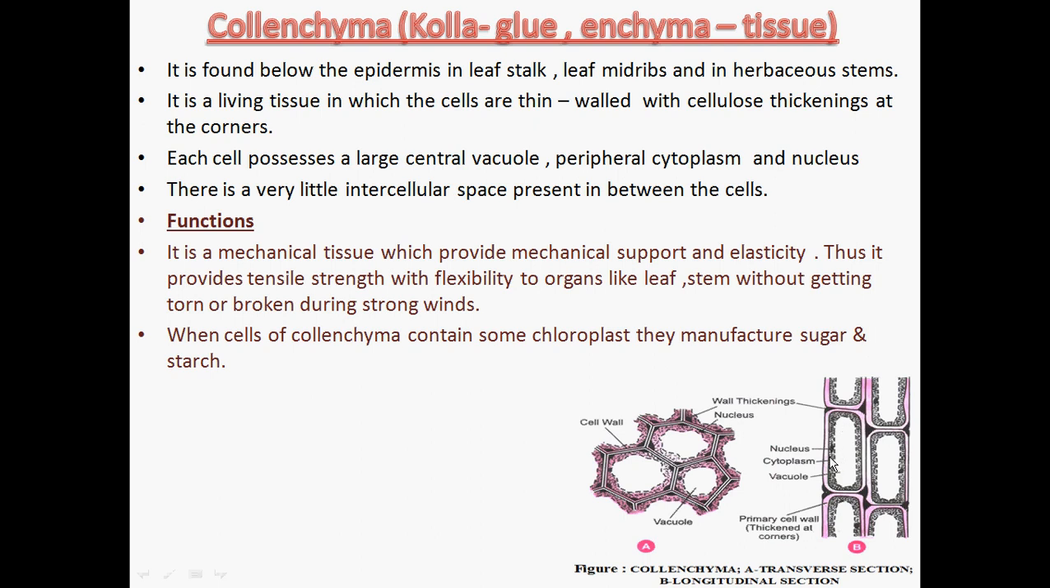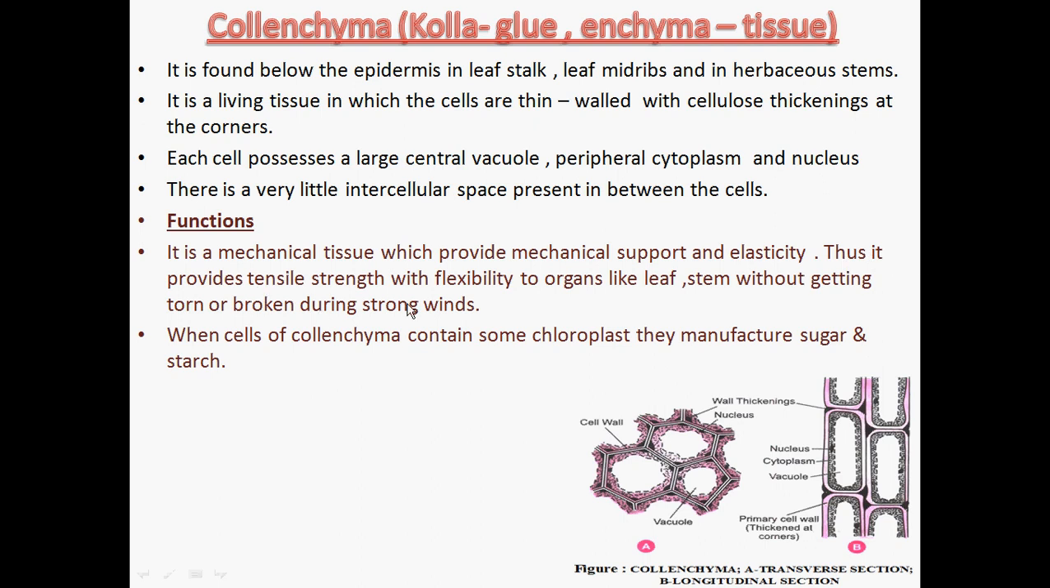You can see it in the figure. Okay. So there are very little intercellular spaces. As you can see, there are very little intercellular spaces present in between the cells. So it is a mechanical tissue which provides mechanical support and elasticity, because it has a certain kind of cellulose thickening, so it provides mechanical support and even elasticity to the particular plant parts.